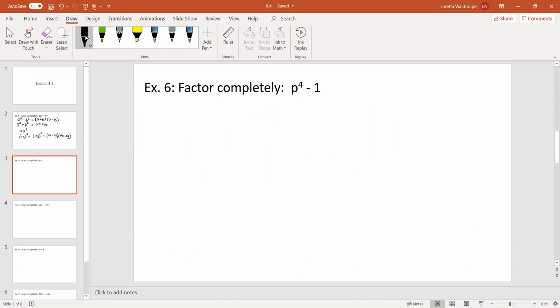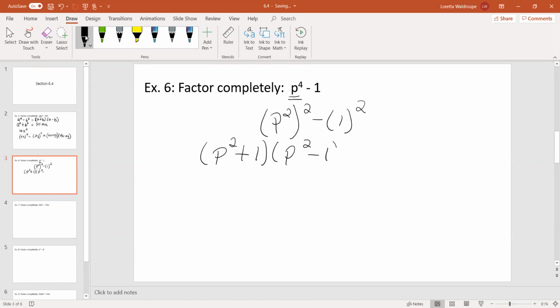Sometimes you have to be careful because when you factor something, it will factor a second time. So when you have a higher power than 2, and I ask myself, what do I square to get p to the 4th? I cut it in half. So I square p squared. To get 1, I square 1. So this is p squared plus 1 and p squared minus 1 using my difference of squares formula.